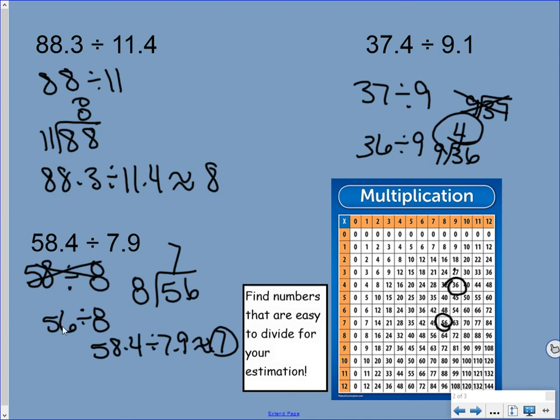So since I went down to 56 from 58, I know that the actual answer when I get it is going to be bigger than 7. And I know if I get something less than 7, that's not quite right. And so I'm almost done.